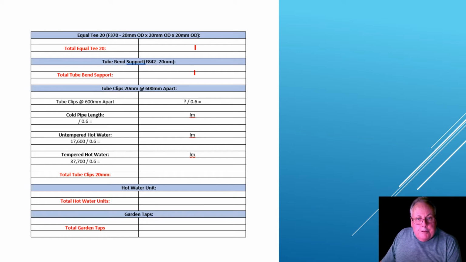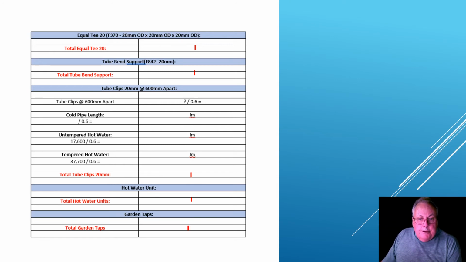Okay, tube clips. The query came up about this, and so we worked out that 0.6 being 600 mil apart, and so all you need to do is work out your total length of cold pipe length, put it here, and divide that, and then put your total number of clips in this point. Untempered water, and I've left a couple here that are 17.6 meters, divide by 6. All right, and here's our total number of clips. So your answer goes here, here, and here.